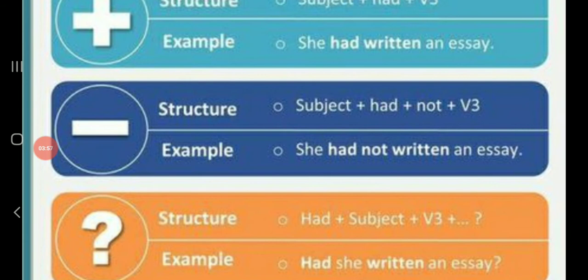If you talk about negative in blue, you can see the structure goes like subject plus had plus not plus verb third form plus object. Example: she had not written an essay.